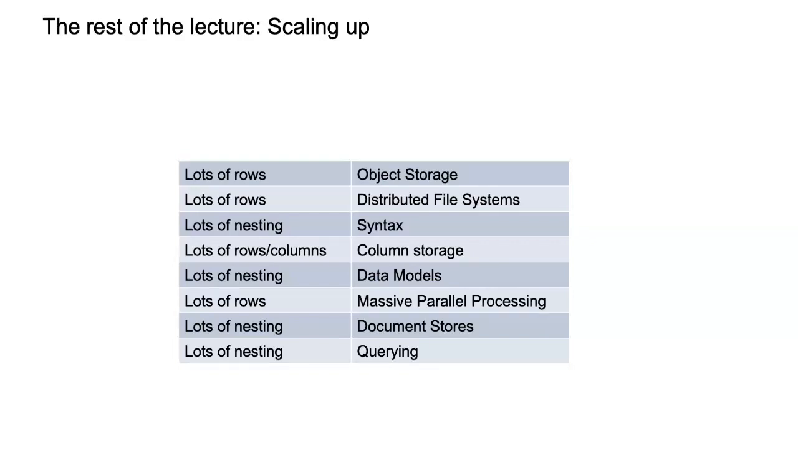So for example, object storage is going to be lots of rows. The same for distributed file systems. Syntax, a lot of nesting with XML and JSON. Column storage, lots of rows and columns. Data models will do it with a lot of nesting, tables in tables. Massive parallel processing, lots of rows. Document stores, lots of nesting, but also lots of rows. I could also have put that here. And the querying for nesting. Why? Because without nesting, that's basically SQL. But we'll see how we can extend the querying paradigm when the data can be nested, and this is then a language like JSONiq, right? There's other languages, but if you learn JSONiq, you'll be able to very easily master the other ones too.